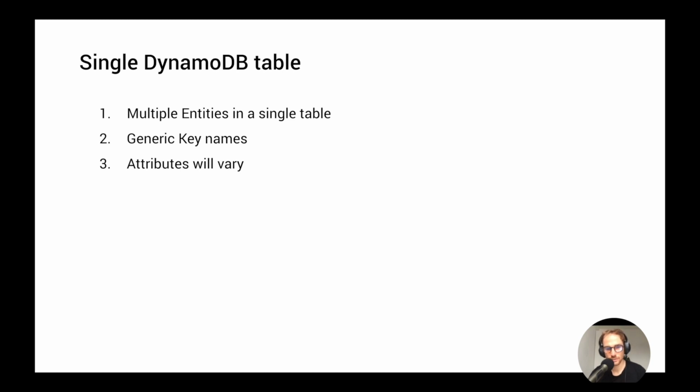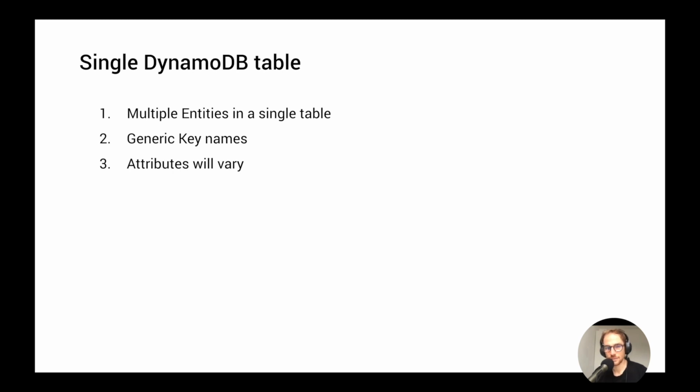For this reason, since we're going to have different entities in the table, we're also going to have different attributes, because the attributes for an employee, for example, will be very different from the attributes for a department ID, a location ID, or a payslip. So when you get an item from a single table design table, you need to understand that you're going to have different attributes based on the item that you're getting.